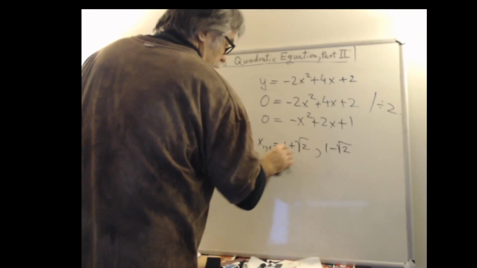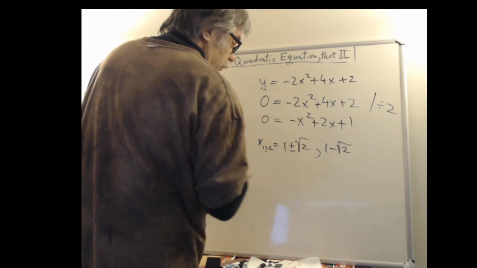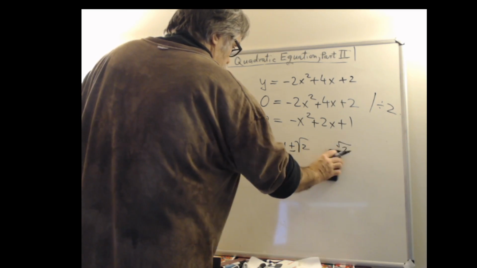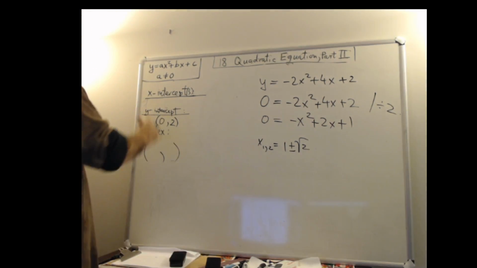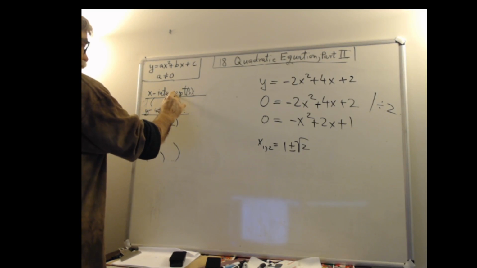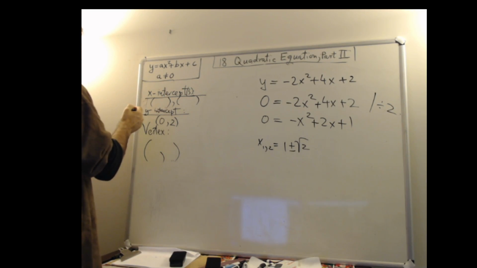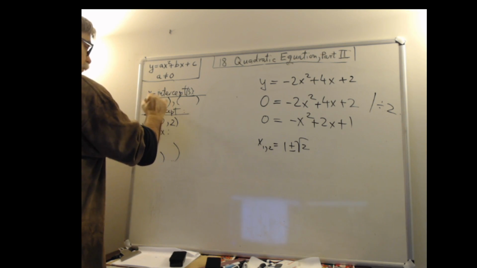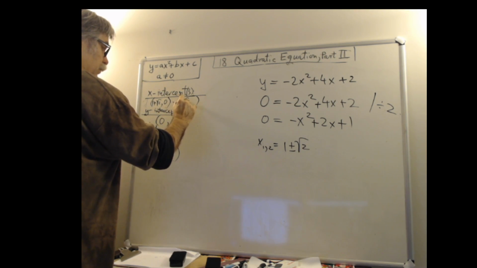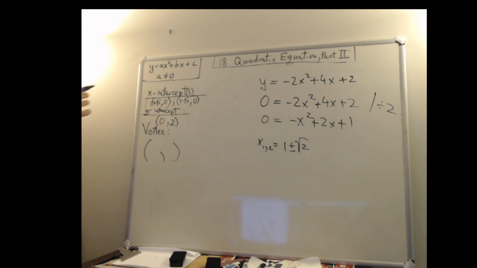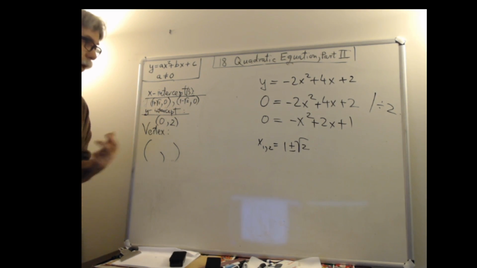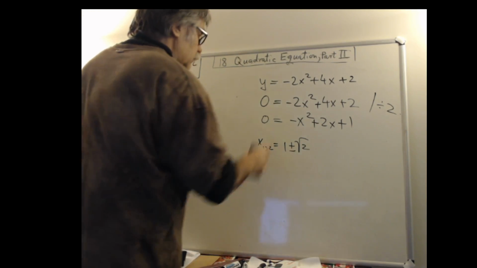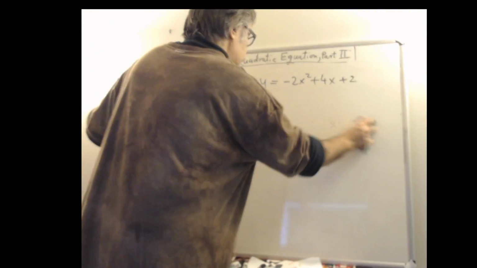I can also write it here like a plus minus, right? As long as you understand you have two numbers. But when you write intercepts, you're going to write two intercepts here. So you're going to have (1 plus radical 2, 0) and (1 minus radical 2, 0), because those are points now. So they have to have an x and a y. Y is 0, right? So I got that, and I can graph.